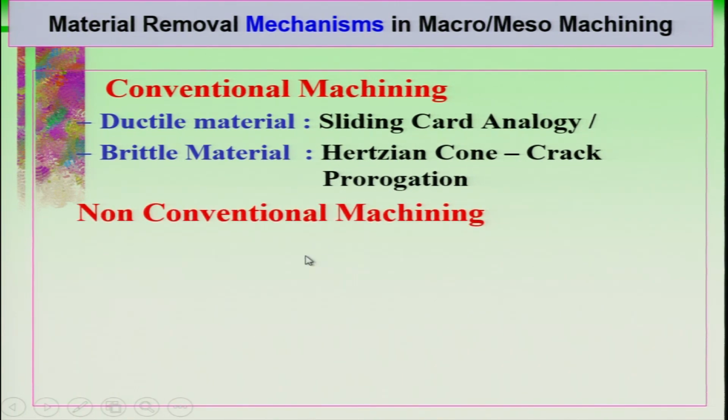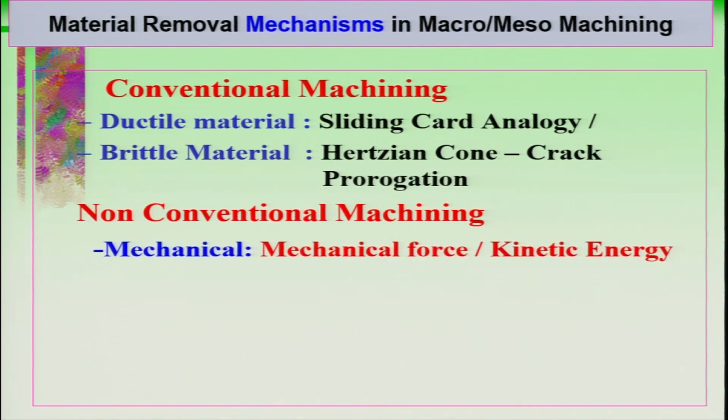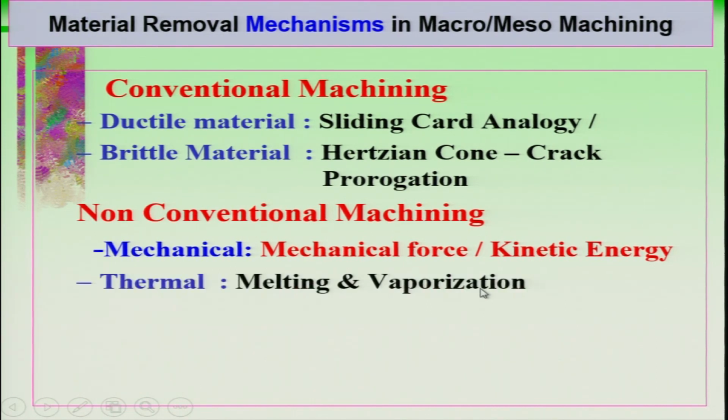In case of non-conventional machining processes, which we have seen in the introductory 4 lectures, mechanical type non-conventional machining processes or advanced machining processes, you have the mechanical force and kinetic energy which was removing the material, just like abrasive jet machining, abrasive water jet machining, where the kinetic energy of the abrasive particle was responsible to remove the material.